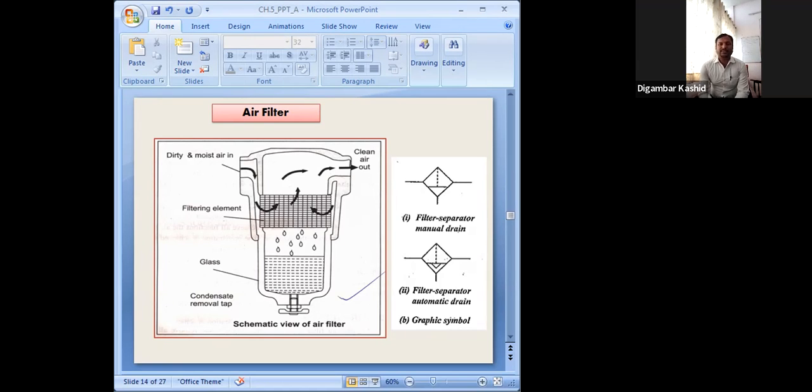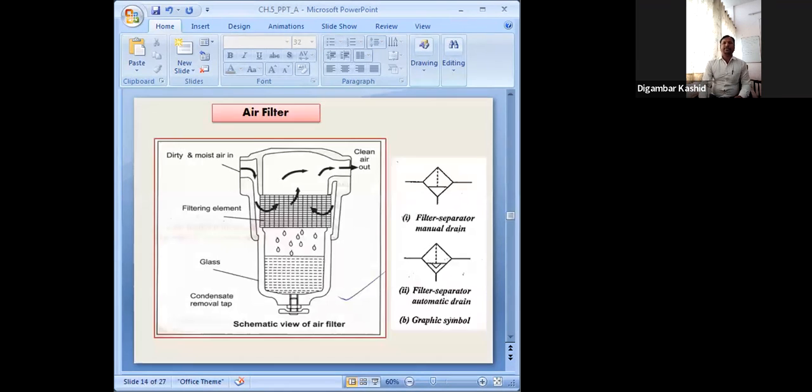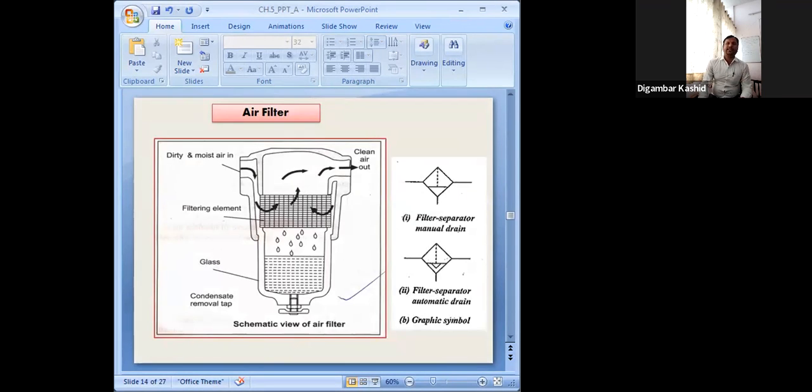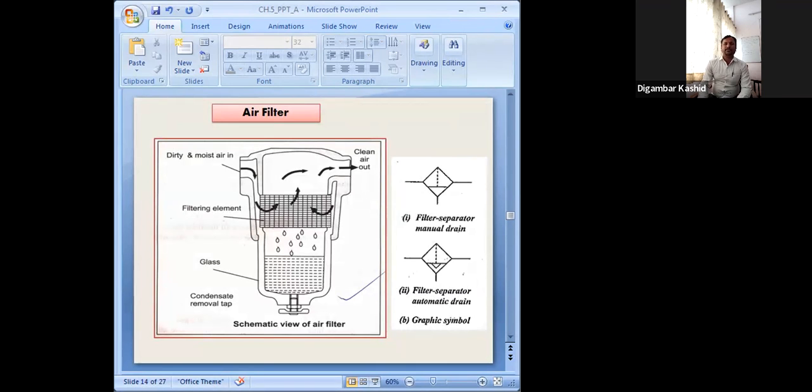Now see, this diagram I have taken from the book Industrial Hydraulics and Pneumatics by Elias Khan and Samir Sheikh. This diagram I got from another book. Okay, it is somewhat similar. Some parts, a deflector and filter characteristics, are there. Here we have the filtering element. Okay, same. You can draw any one, no problem, but its standard symbol is the same. So I will start with the function of this air filter.